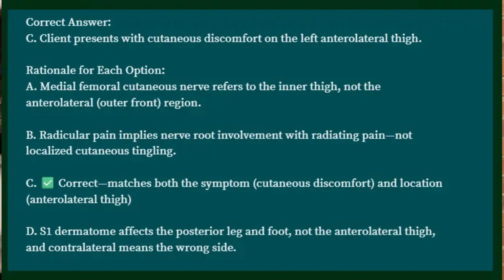Radicular pain, that's for B, implies nerve root involvement with radiating pain, not localized cutaneous tingling. Wow, that's a lot of specifics. But basically, you could still get the right answer. That's what the MBLEx is all about. It's just like, do you get the right answer? How you get it doesn't matter so much. Do you get the right answer, though?